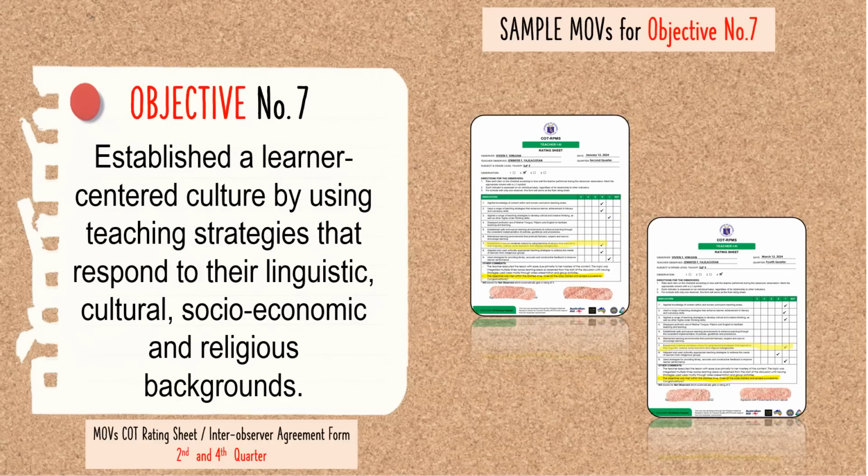Objective number 7, establish a learner-centered culture by using strategies that respond to their linguistic, cultural, socio-economic, and religious backgrounds. So for this objective, this is observable indicator during second and fourth quarter. So yung dalawang MOVs po natin ay kailangan na i-highlight yung indicator number 7 sa ating rating sheet bago i-attach dito sa ating portfolio.